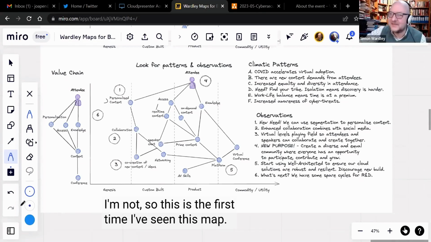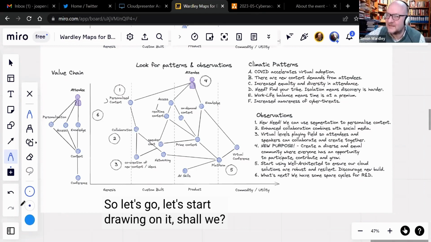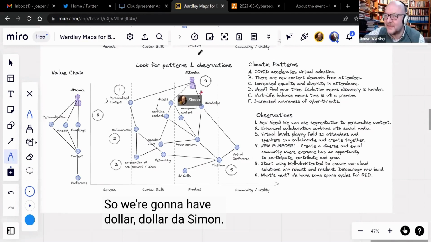So this is the first time I've seen this map. So let's start drawing on it, shall we? Sorry about that. So we're going to have money.